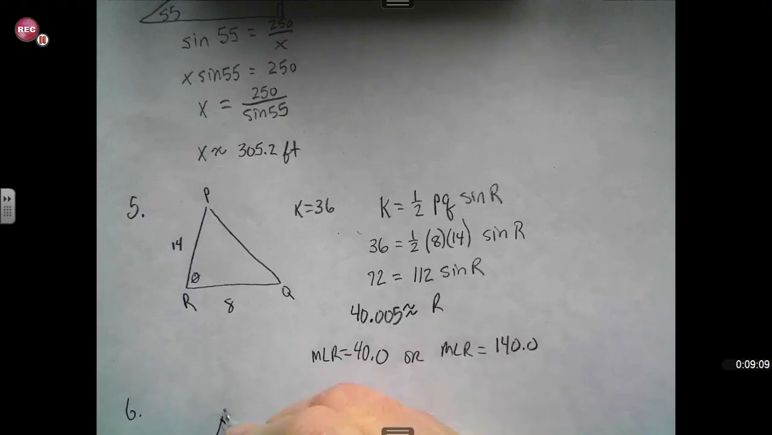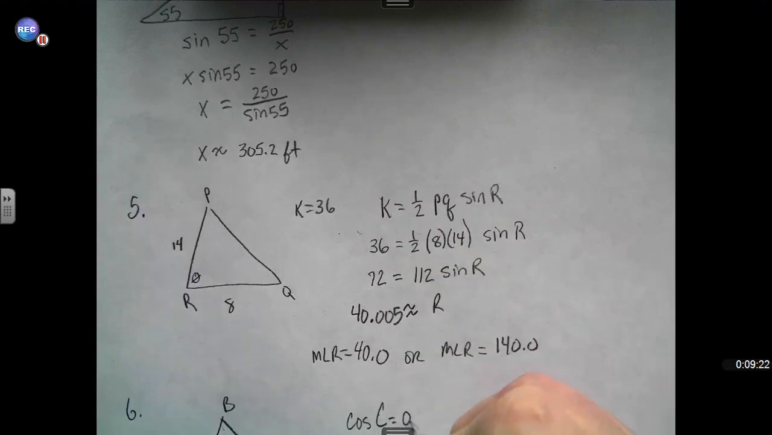So A, B, C. Little a is 3. Little b is 5. And the cosine of C is 0.3. Okay, so we're supposed to find the sine of C. And we've gone over 2 methods of doing that.